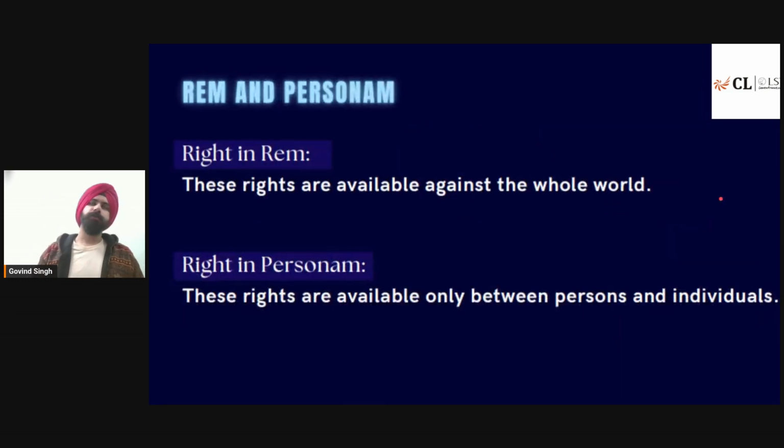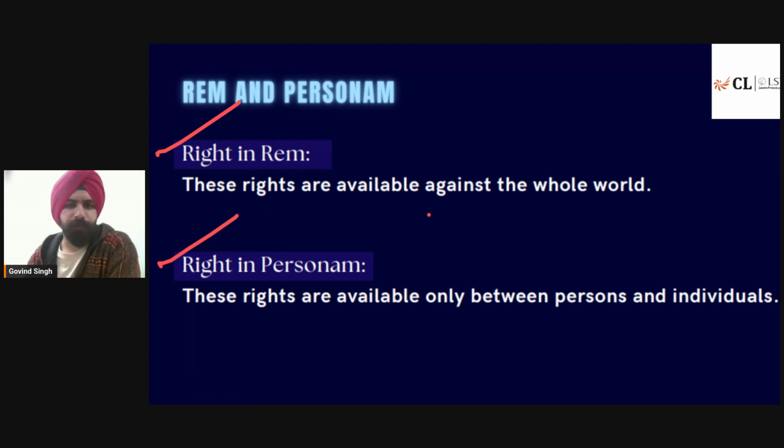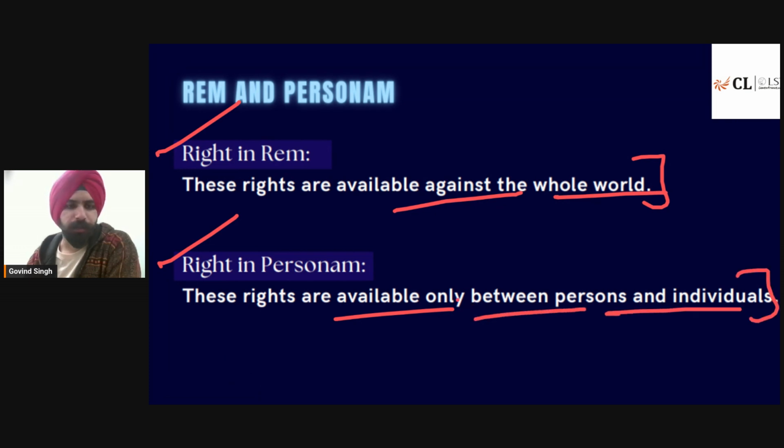Okay, now before we move on and understand other concepts, it's important to understand that we were talking about violation of rights, right? There has to be a violation of legal right, a legal duty in order to constitute a tort. In this context, rights are of two types: right in rem and right in personam. When you talk about right in rem, these are the rights available against the whole world to you. And rights in personam are available only between person and individuals. So, a good example of right in personam could be a contract, which is between only two people, right?